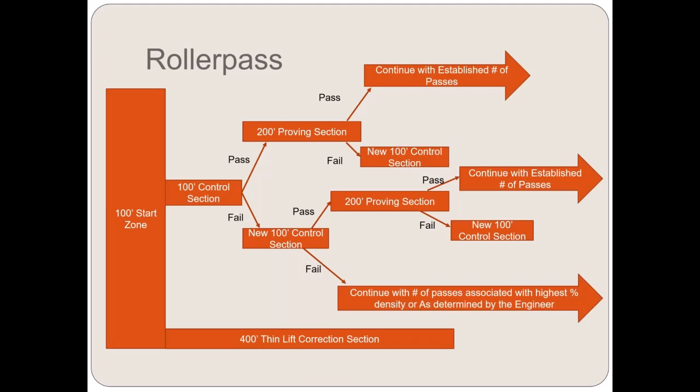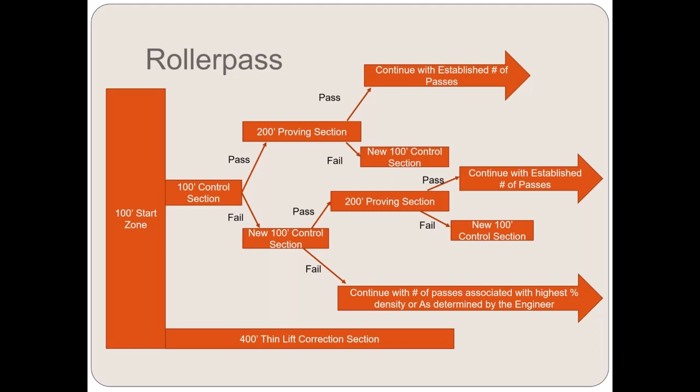And here's a little flow chart of what the roller pass looks like. You're given a 100-foot start zone. That's just an area that takes into consideration the joint that was milled, takes into consideration the fact that the rollers are getting the joint rolled and getting the area established. So at the bottom, you'll see that you've got a 400-foot thin lift correction section. And we'll go through and you start out your 100-foot control section.